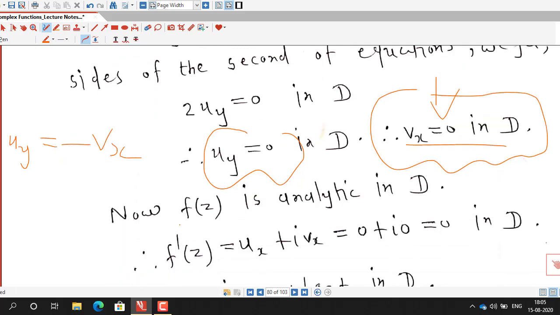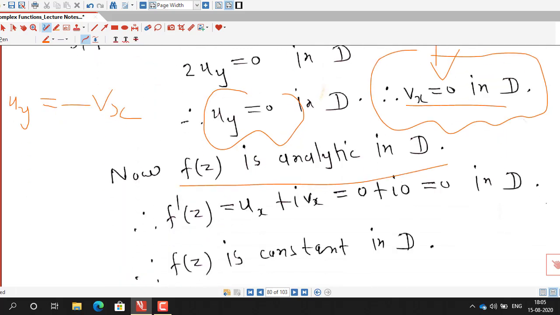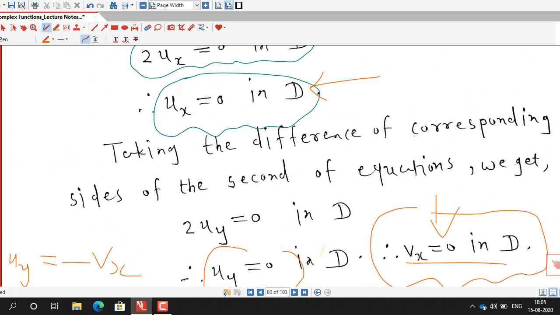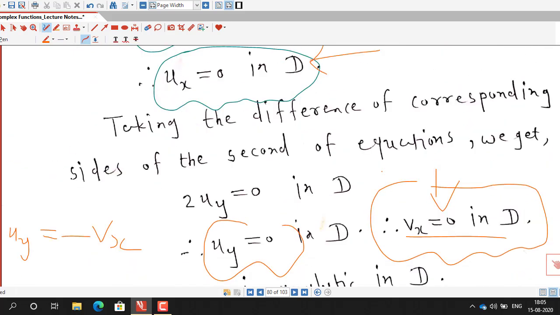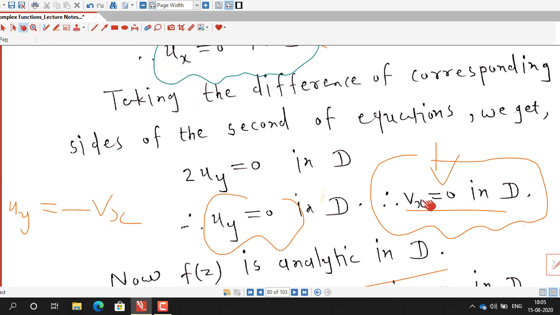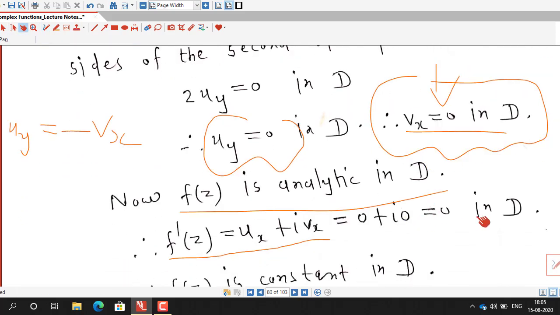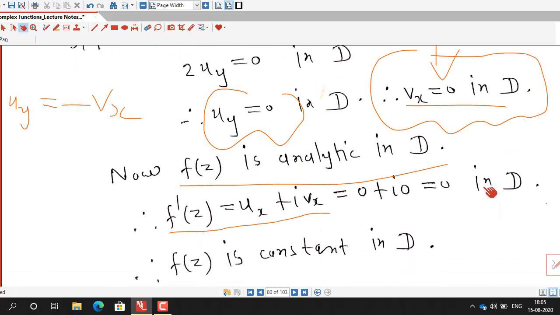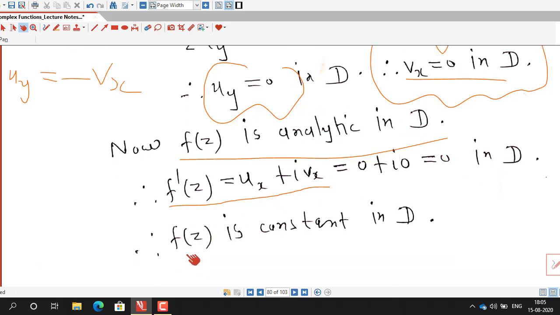Now f of z is analytic in a domain D, therefore it is differentiable, therefore f dash z equal to del u by del x plus i into del v by del x. But we have shown that del u by del x is 0 and del v by del x is also 0 at every point in a domain D. Therefore f dash z is 0 in a domain D. That means first condition, f dash z vanishes identically in a domain D, and f of z is analytic. Therefore using first part we can say that f of z is constant in a domain D.